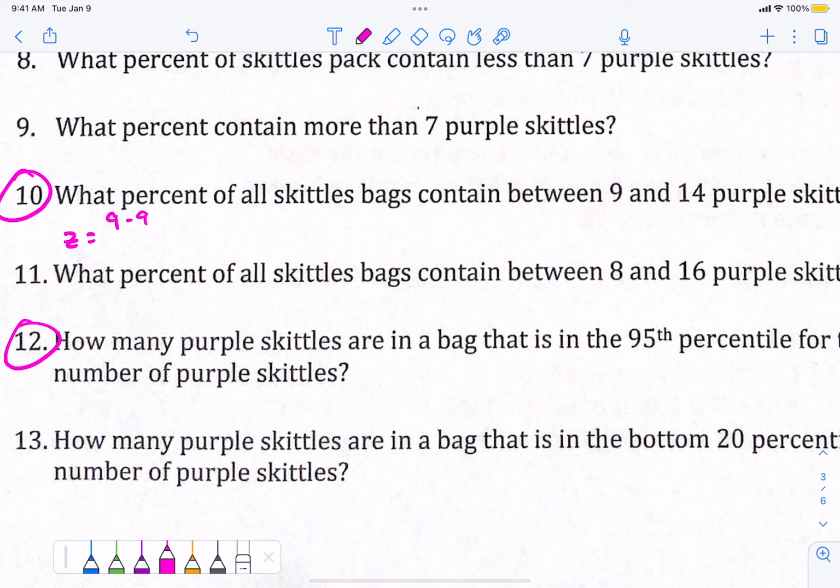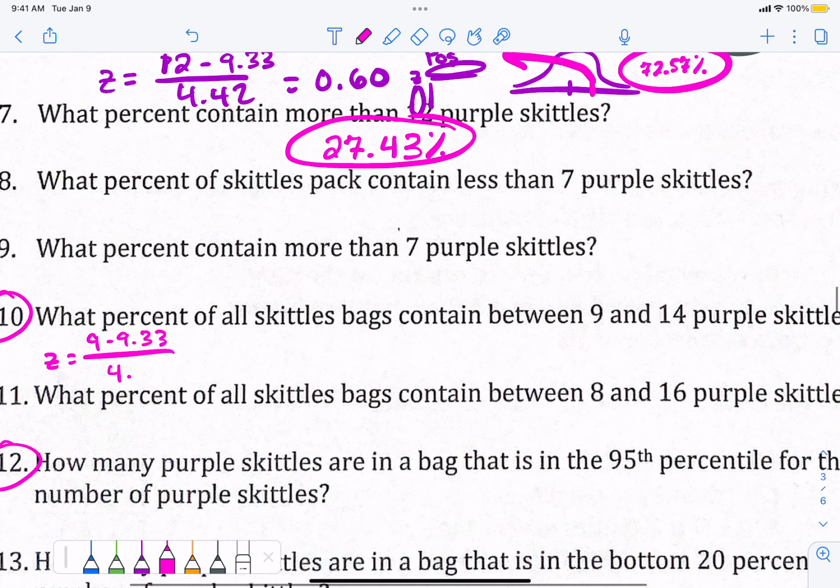So 9 minus 9.33 over the standard deviation, 4.42. Okay? What is that z-score? And then what's the z-score for 14? We need those z-scores. The first one is 0.5279. Is it negative? No. For 9? Oh, yeah, it is. Oh, I looked on the wrong side then.